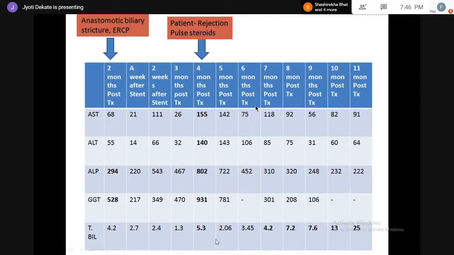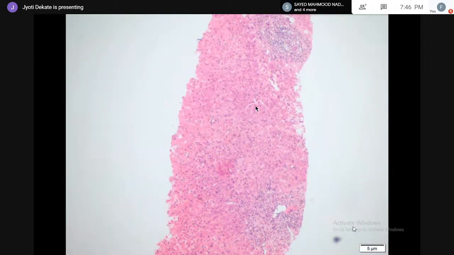Initially the bilirubin level was steady, it was not rising too much. However, at 11 months post-transplant, the patient had a bilirubin level of 25, and at this time a biopsy was advised. The patient underwent liver biopsy to elucidate the cause of increased bilirubin.